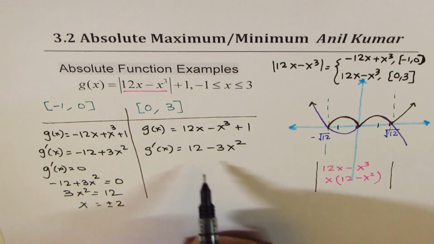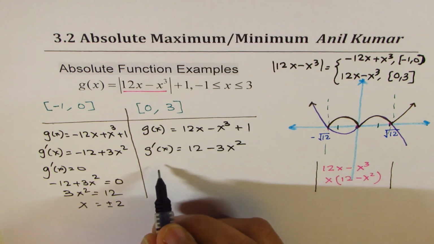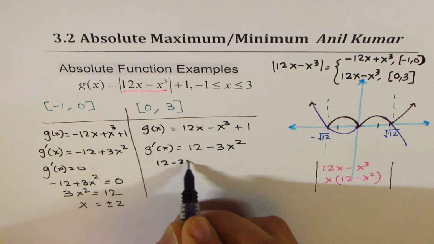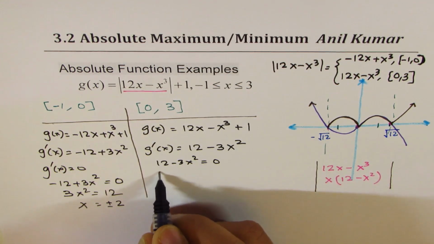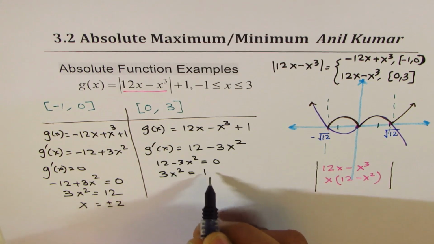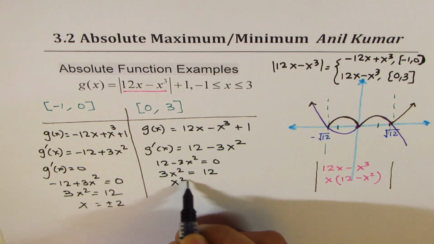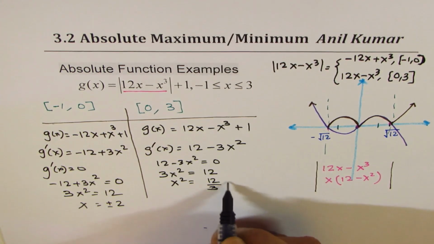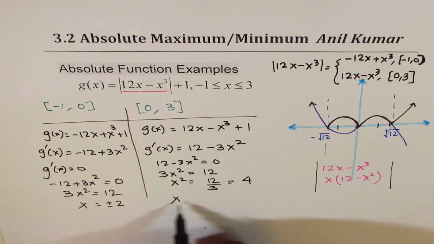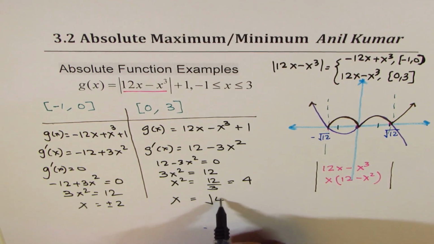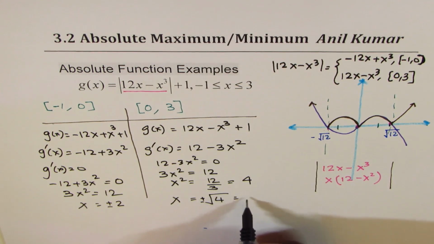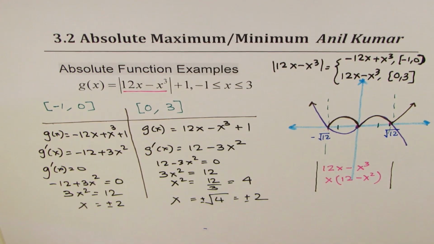Okay. Now let me do that part here also. So we are equating 12 minus 3x squared to 0. So we get 3x squared equals 12. X squared equals 12 over 3, which is 4. And x equals the square root of 4, plus and minus. So we get plus or minus 2. We get the same value.